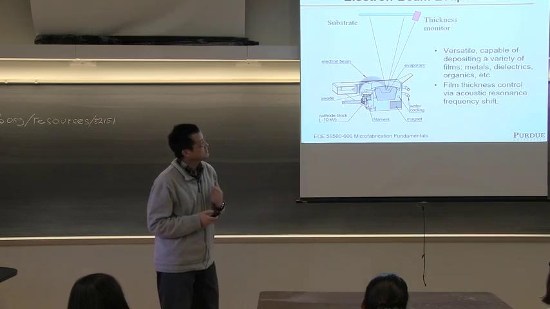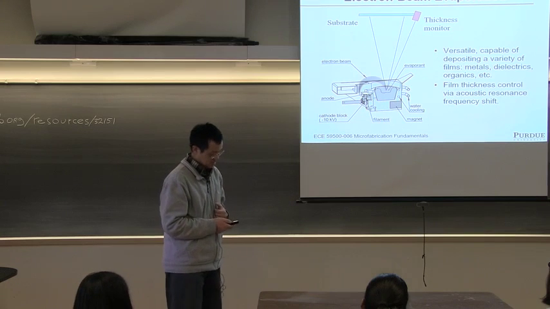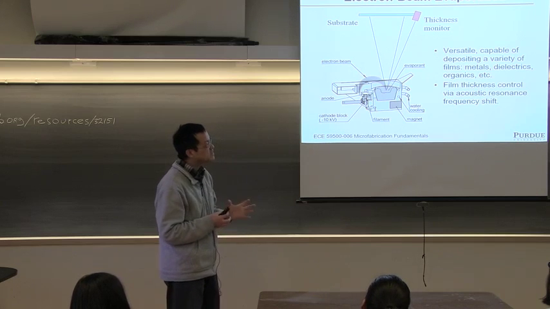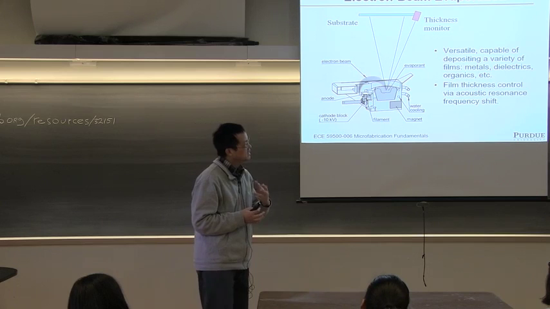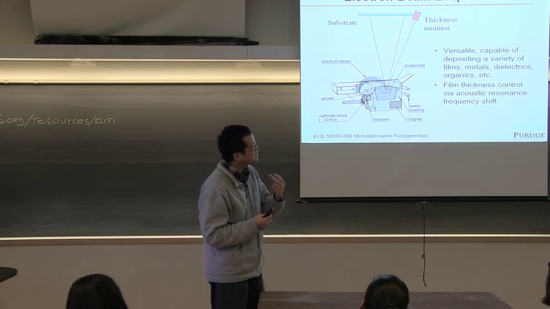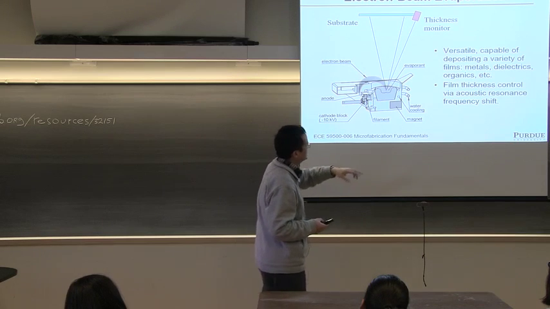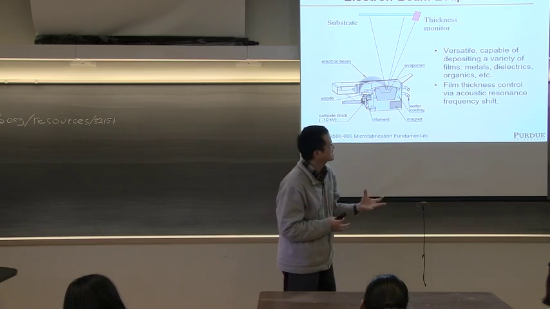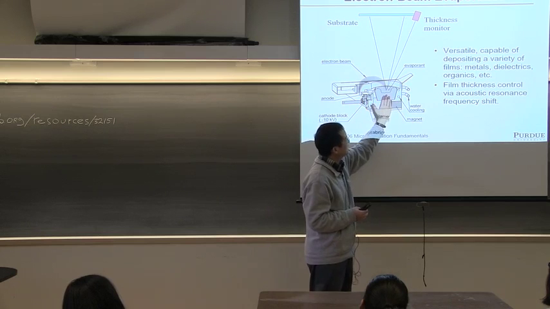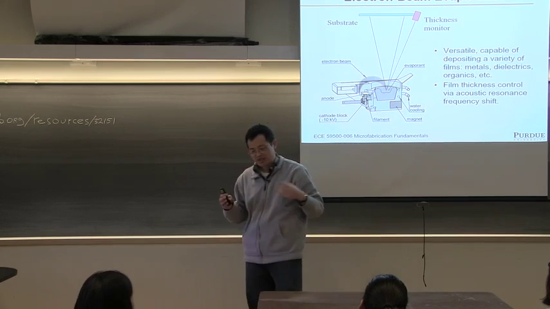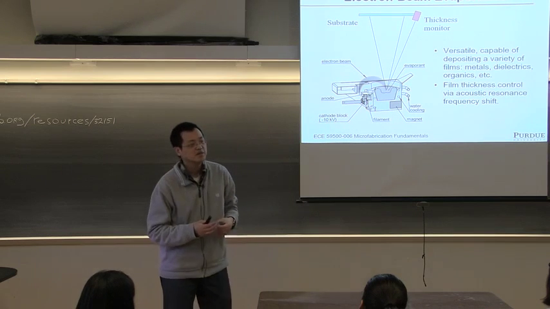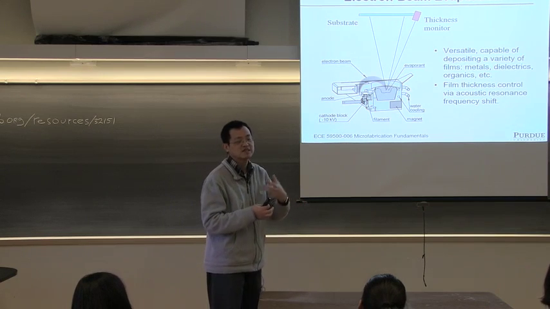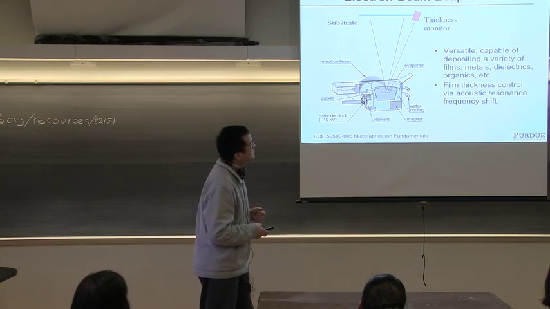So this is a very versatile setup. It is capable of depositing a variety of metals. It can be a lot of metals. You can also use the same method to heat up dielectrics, for example, silicon dioxide. And organics you can also do, but with organics you need to be a little bit careful because the high energy electrons may break the molecules as it is heating them.